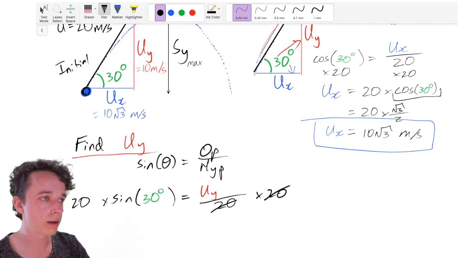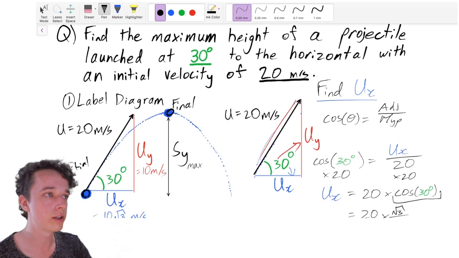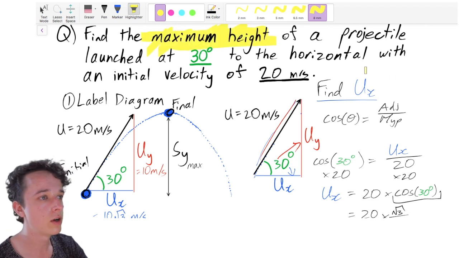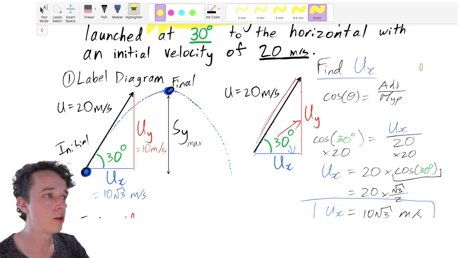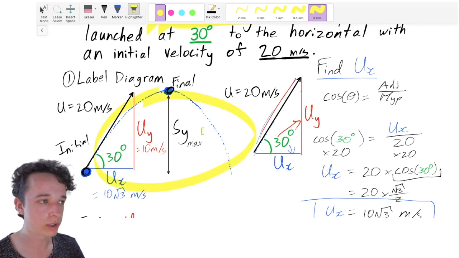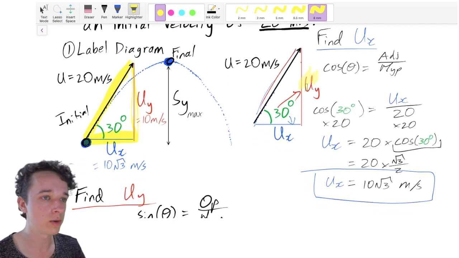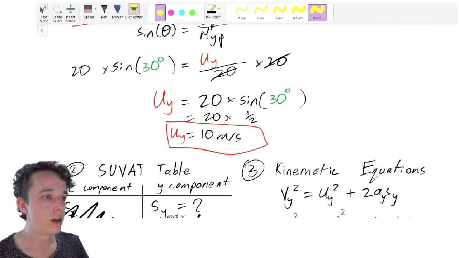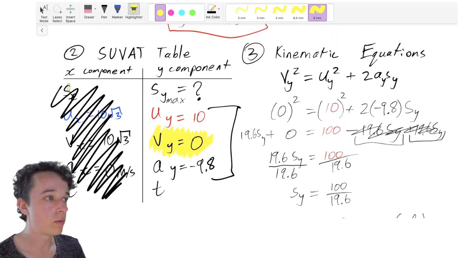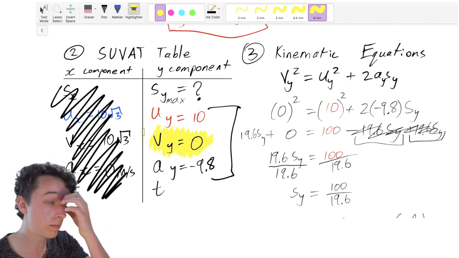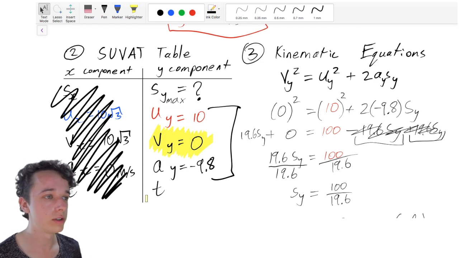And so just to recap, what we did is we read the question: find the maximum height of a projectile launched at 30 degrees to the horizontal with an initial velocity of 20 meters per second. We labeled a diagram with the information that we were given. We drew the initial velocity vector and broke it into its x and y components. Then we used trigonometry to find those components. And then we filled out a SUVAT table where S is displacement, U is initial velocity, V is final velocity, A is acceleration, and T is time. We filled out all the information that we knew.